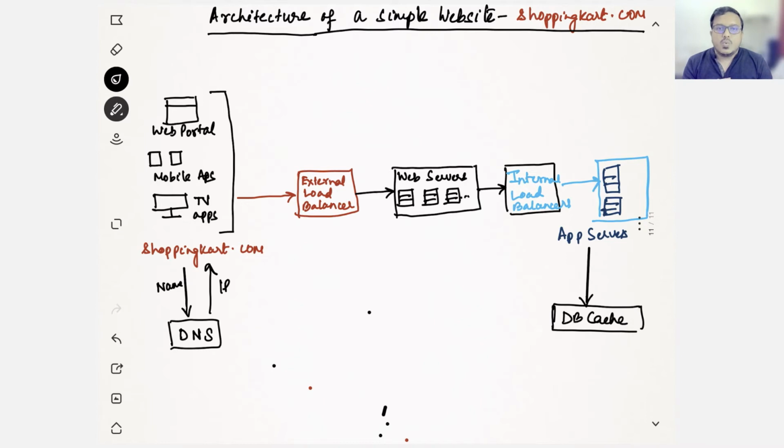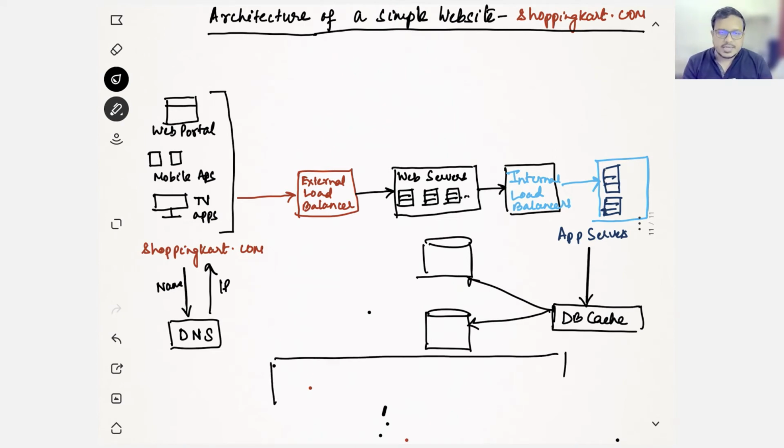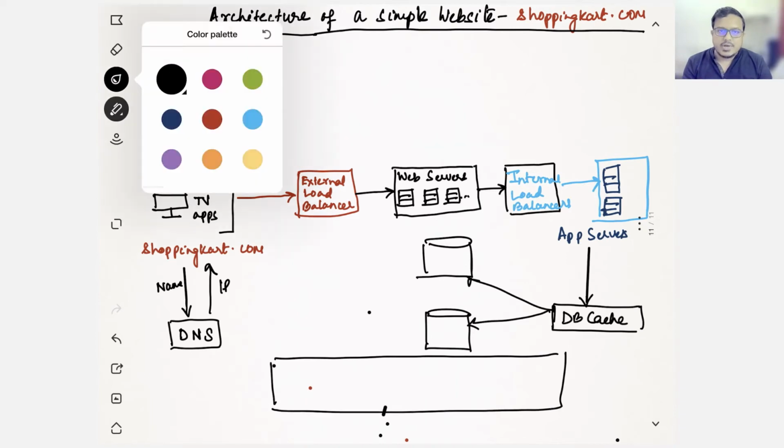Now, what kind of databases would you need for a shopping website? Depending upon the type of the data, again, you will have multiple kinds of database servers. For example, relational and non-relational databases. I'll come to that in a while.